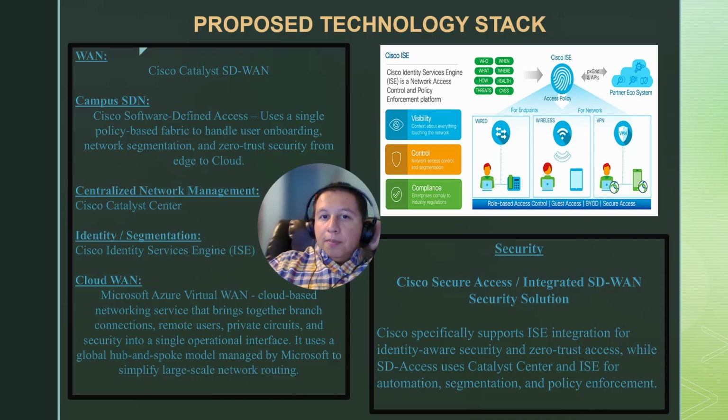Security is going to be Cisco Secure Access. It's going to be integrated into the SD-WAN. It supports ISE, the Identity Services Engine, integration for identity-aware security and zero trust access, while software-defined access uses Catalyst Center and ISE for automation, segmentation, and policy enforcement.